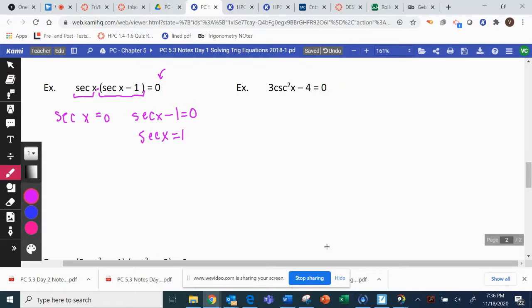Now I just have to figure out where secant x is 0 and where secant x is 1. So secant is the reciprocal of cosine. So if I use the reciprocal, then I would have to reciprocate 0, which is undefined. And there is no place where cosine is undefined. So this gives us no solution. Secant x equals 1 is the same place where cosine x equals 1, which is at 0. And we only have one solution for this one.